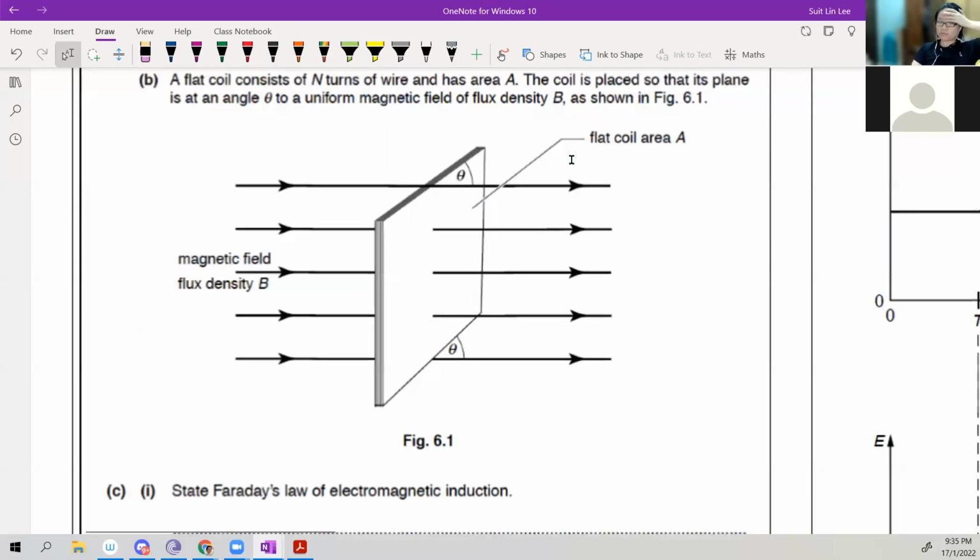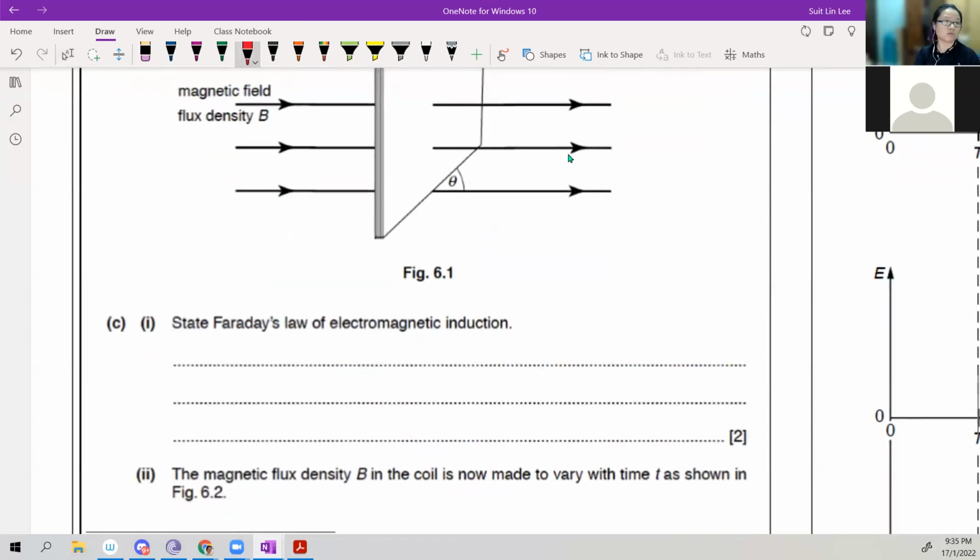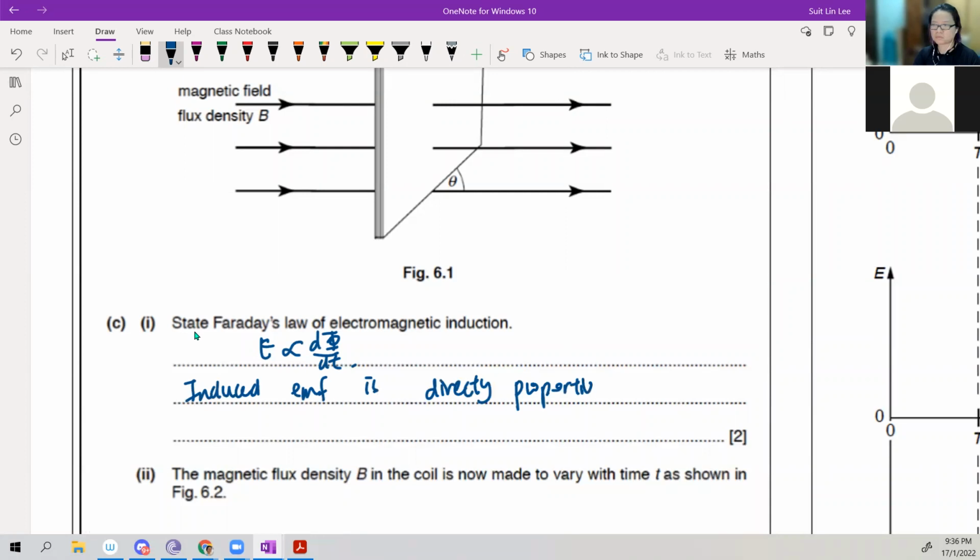So we've looked at this before, and you're asked to state Faraday's law of electromagnetic induction. So let's say E is proportional to the flux. Preferably, please write the whole sentence. So in this case, induced EMF is directly proportional to the rate of change of magnetic flux linkage.